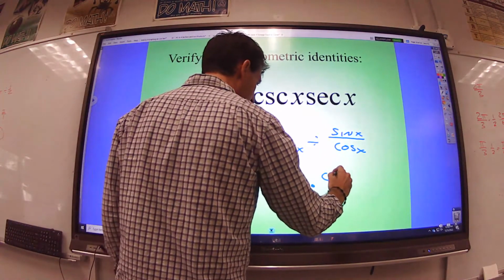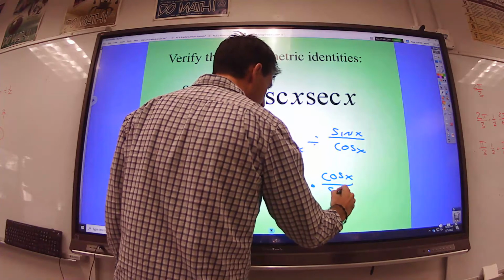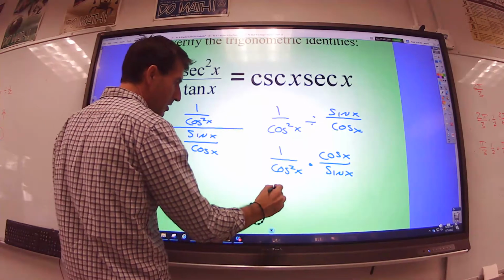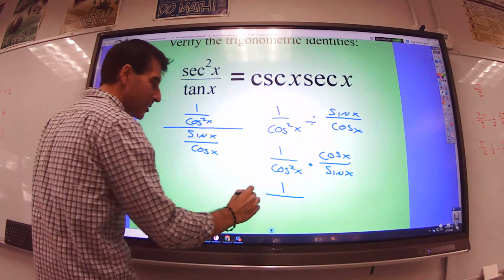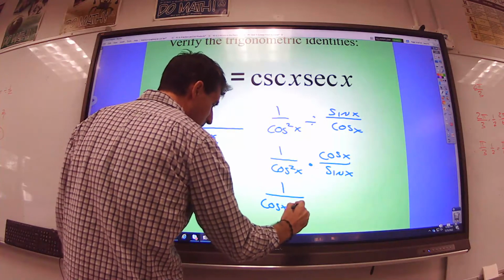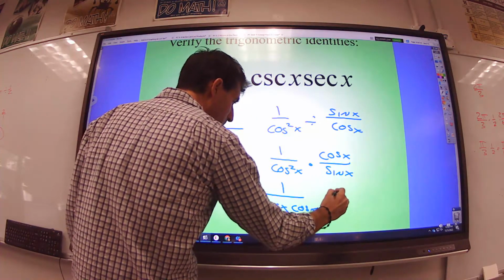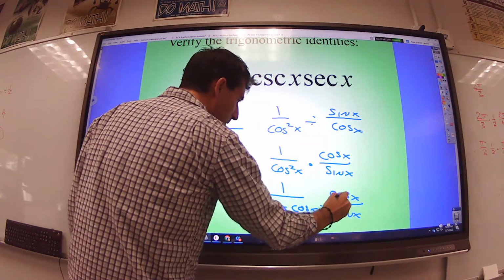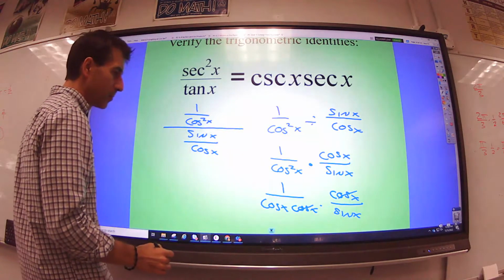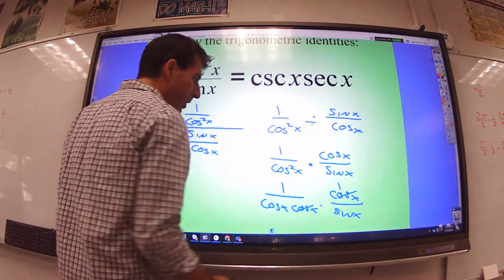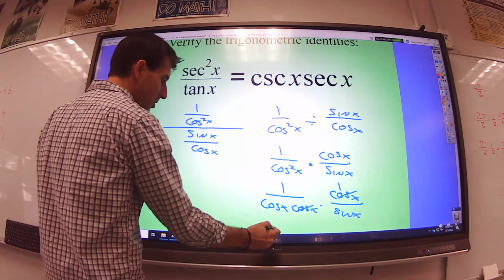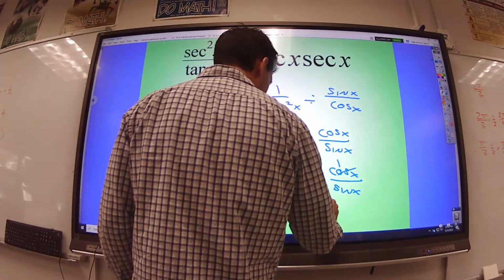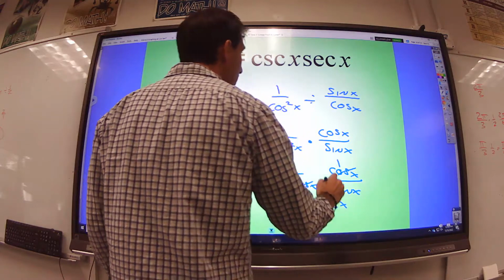which equals 1 over cosine squared x times cosine x over sine x. I don't need to do this step, but I'm going to do it anyway. Cosine squared x is cosine x times cosine x, over sine x, and the cosines cancel out. So it's 1 over cosine, which is secant x, 1 over sine, which is cosecant x, which is that.